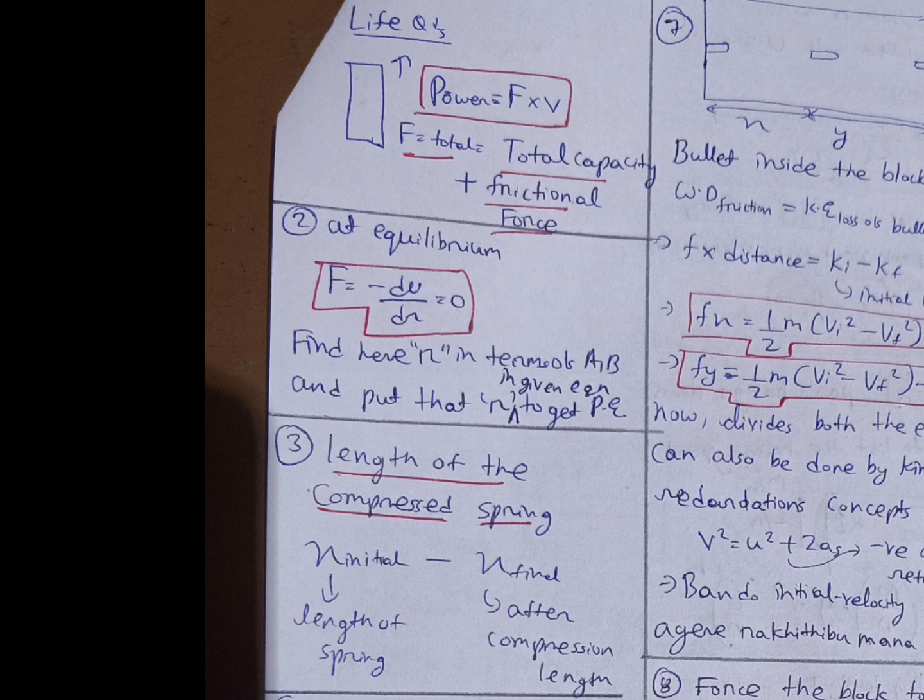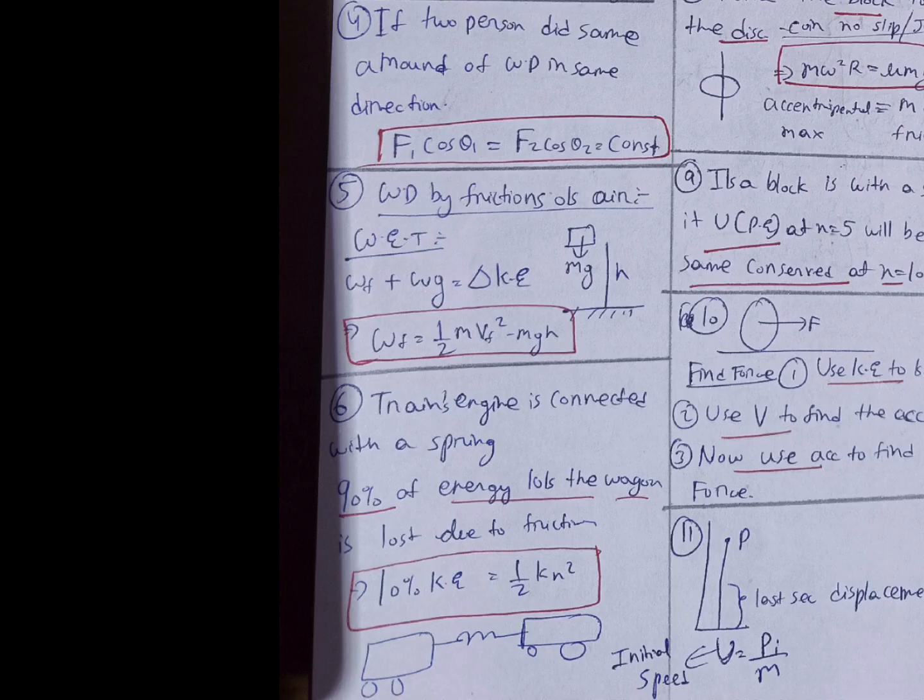Length of compressed spring: x initial is the length of the spring, minus x final, the length after the compression. If two persons did the same amount of work done in the same direction, then F1 cos theta 1 is equal to F2 cos theta 2, constant. Work done by friction of air, by the work-energy theorem, work by friction is equal to half m v final square minus mgh. Train's engine is connected to a spring.